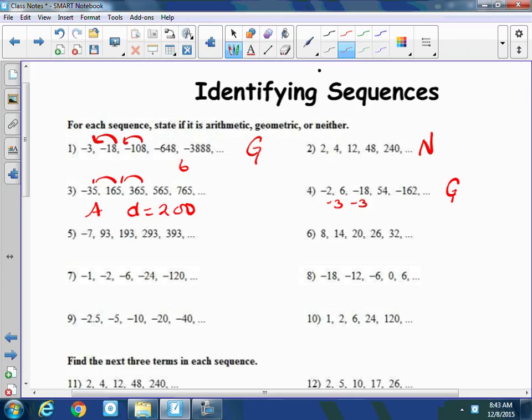No, it's not D because it's not a common difference. D is for difference, right? I don't know what the letter is for the factor. I think it's R, but I'm not sure.